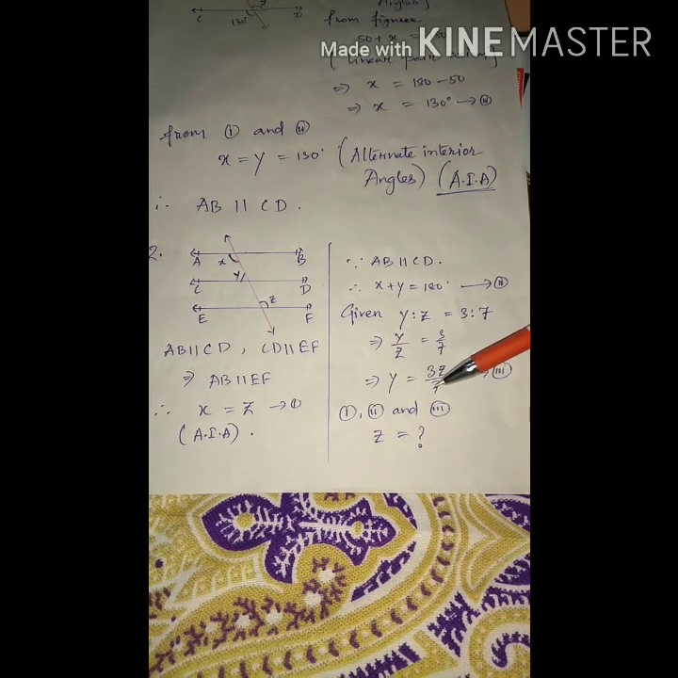So this x and y value we have to put in equation number 2. If you put these two values in equation number 2, in place of x we have to put z, and in place of y we have to put 3z by 7. If you put these two values and then calculate, you get the value of z from here. Is it clear? So in this way you have to complete this question.